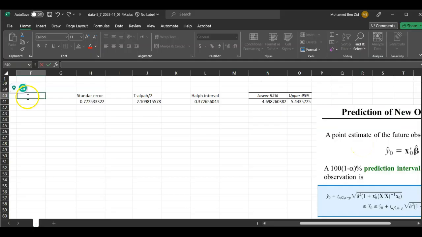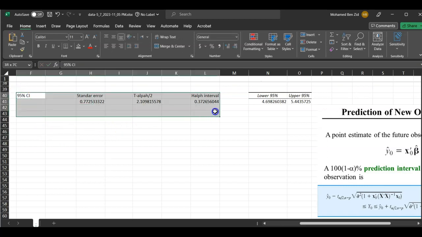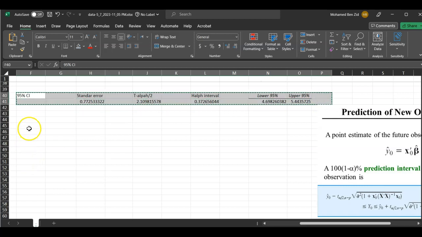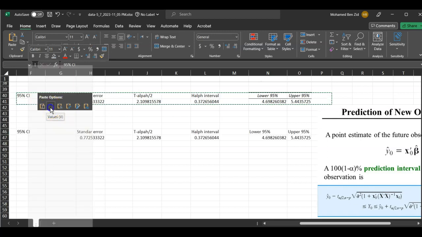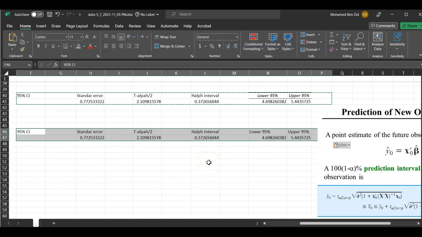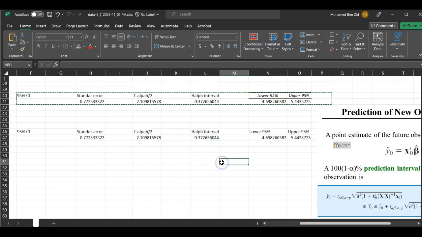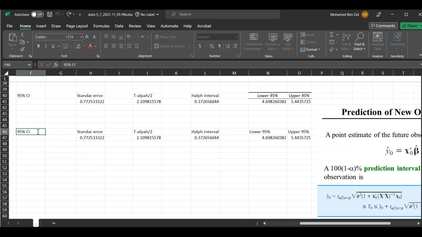So let's go back to Excel. This was the work for the 95 percentile confidence interval. What we're going to do is copy everything in here, almost the same thing. Copy this, and we will paste it as values. We don't want to paste it as functions, so we will lose a lot of values. Here, instead of confidence interval, it's going to be predictive interval, PI. And the standard error is going to stay the same. The t alpha over 2 is going to stay the same. The only thing that you're going to change is this formula here.